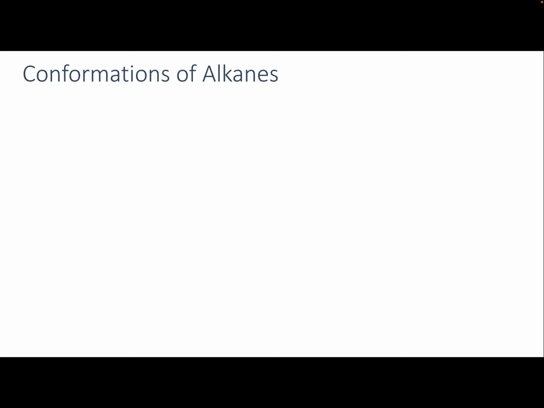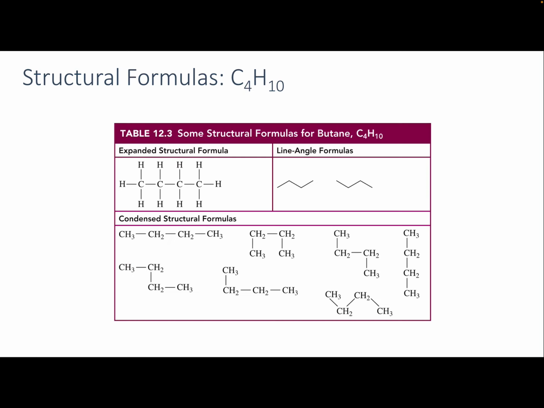Now, carbon atoms in a chain are connected by C-C bonds. Now, these can rotate along with C-C bonds, and they can have different arrangements. So let me show you what I mean. So in the expanded formula, right, we typically would draw that one way. Angle formula, these are all butane, by the way, 4 carbons.